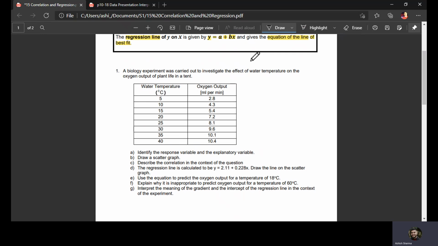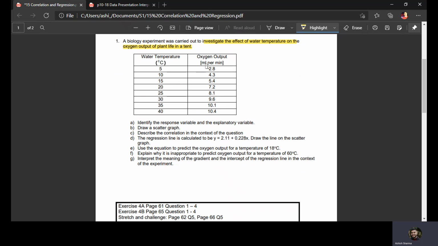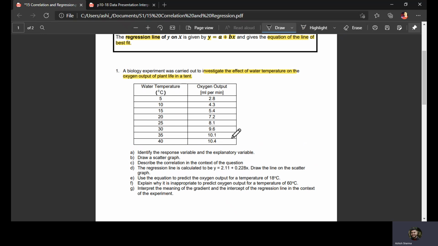So we've got this example here. We've got a biology experiment, and it's carried out to investigate the effect of water temperature on the oxygen output of plant life in a tent. Okay, so let's just try and understand the context. We've obviously got some plants in a tent, and we're increasing water temperature, and we'll see what the oxygen output will be like. So we've got our table here, water temperature against oxygen output. As you can see, the water temperature is going up in 5 degrees each time, and you can see the oxygen output as well. Now, part A, identify the response and the explanatory variable.